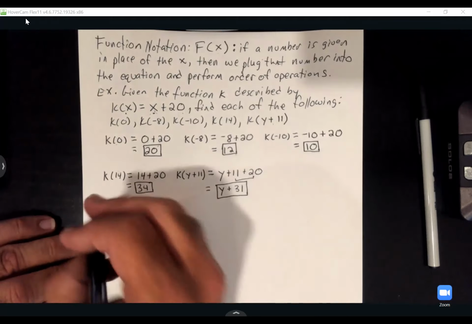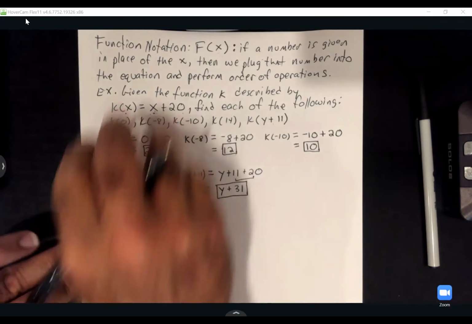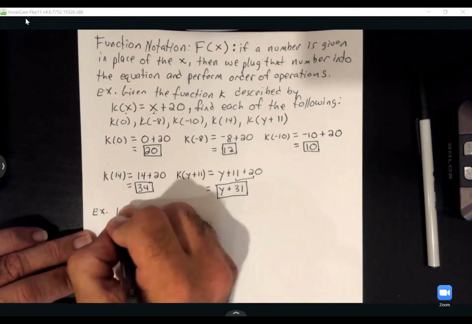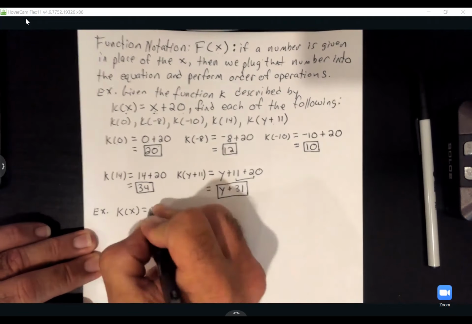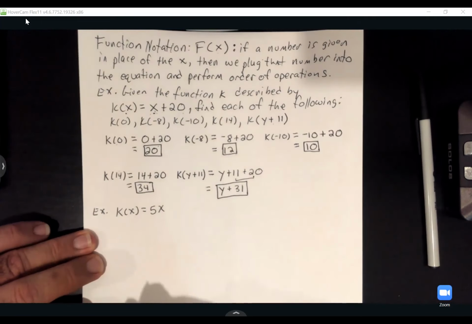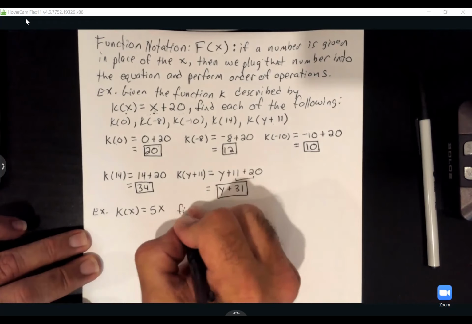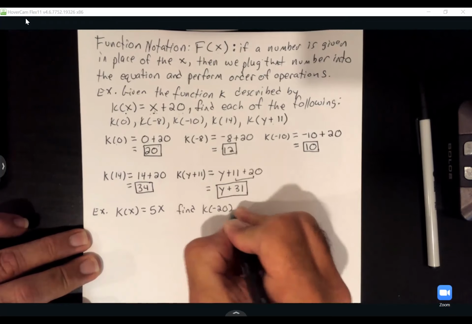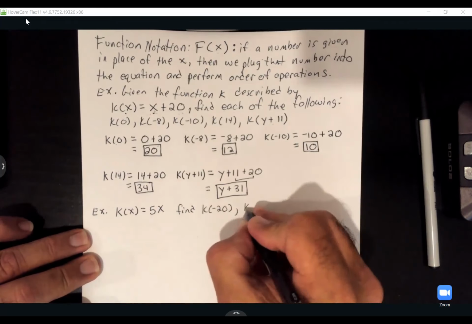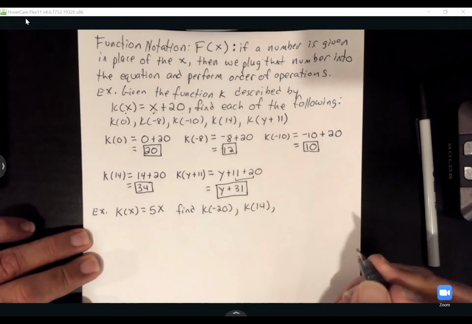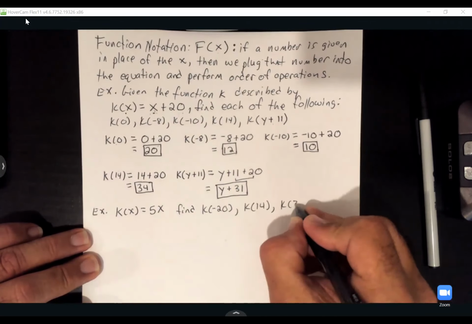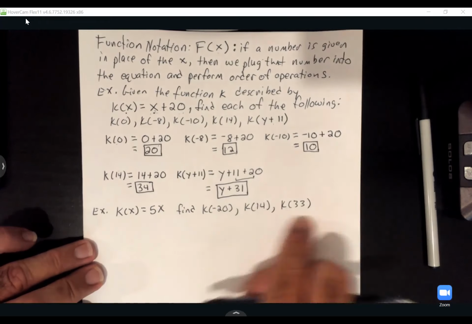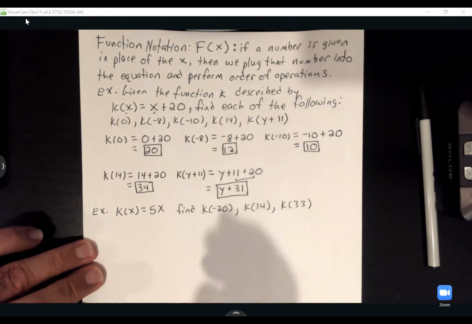All right, y'all, let me try another example doing that. So the same thing here. We're given this time k of x equals 5x. This time they want us to find k of negative 20, k of 14, and k of 33. So it's a little nicer this time. They didn't throw no variables at us up here. We got all numbers to put in.